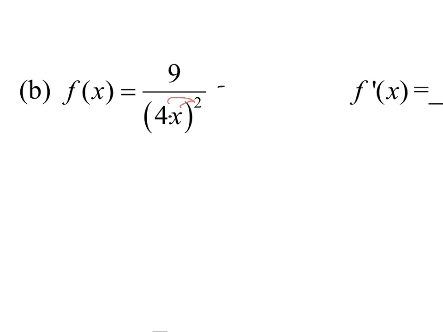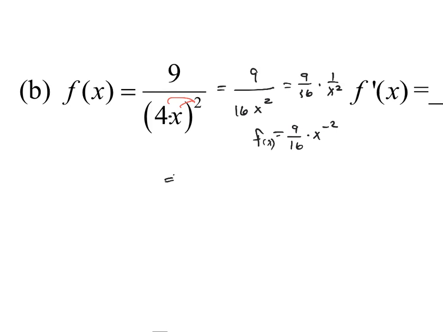So this is really the same thing as 9 over 4 squared times x squared. Remember, you can only distribute the exponent if it's multiplication or division. You can never distribute an exponent if it's addition or subtraction. If it's addition or subtraction, we would have had to FOIL here. But we're able to distribute the exponent here. 4 squared is 16, and then we'd have x squared. So isn't this the same thing as 9/16 times 1 over x squared? Which isn't that the same thing as 9/16 times x to the negative 2? This is almost identical to what we did on the previous one.